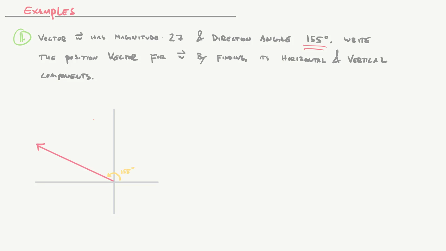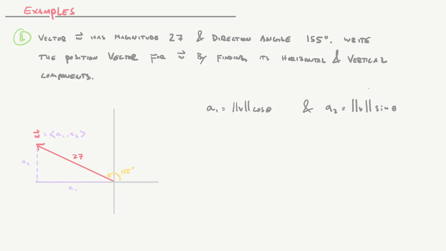And then we also know the magnitude is 27, and we're basically trying to figure out what is the position vector for this thing. Right? We need to know what are the coordinates. What do we end up with here? Right? What's the horizontal component and what's the vertical component? Right? We can find those things. In fact, we're just going to find them both at the same time.